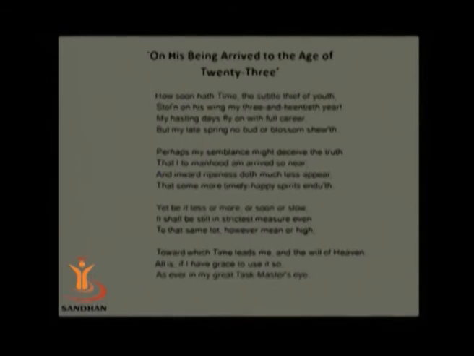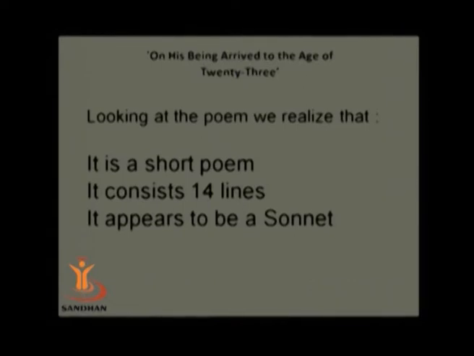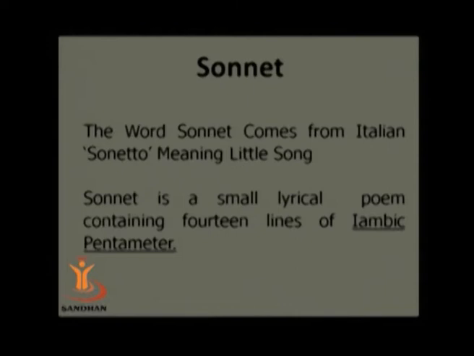But John Milton did not structure it thus. In John Milton's poems, he does not divide the poem into quatrains and tercets. He writes the poem in the same way, and the 14 lines continue one after the other. So by looking at the poem, we realize that it is a short poem. It consists of 14 lines. It appears to be a sonnet.